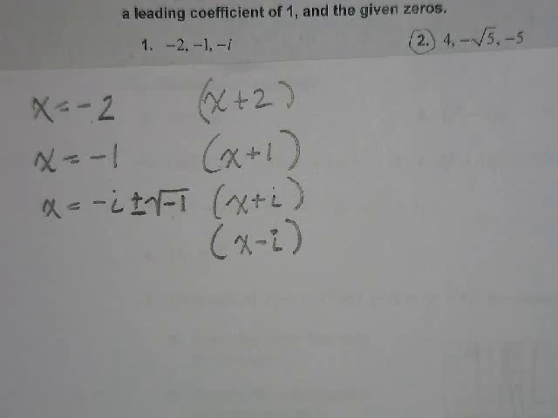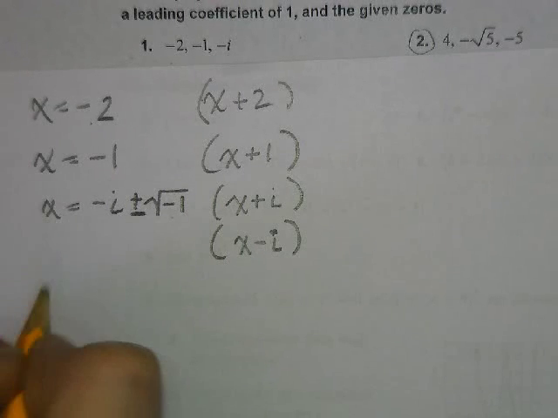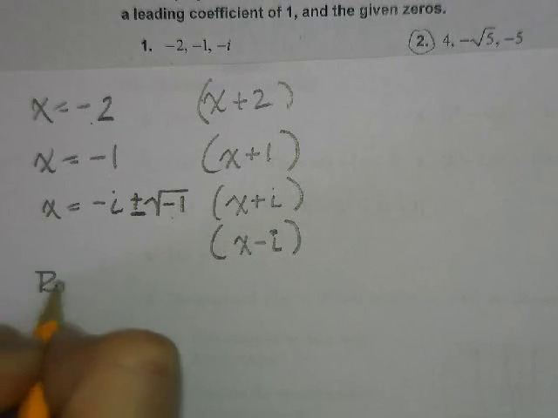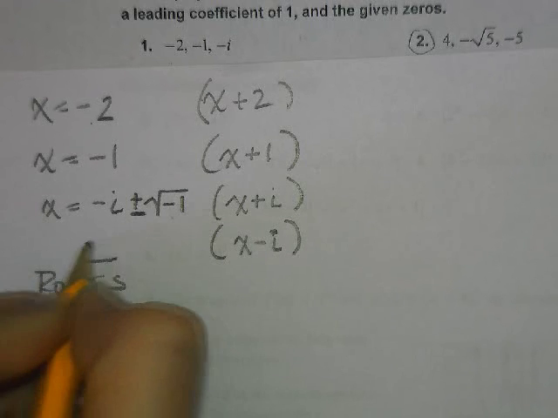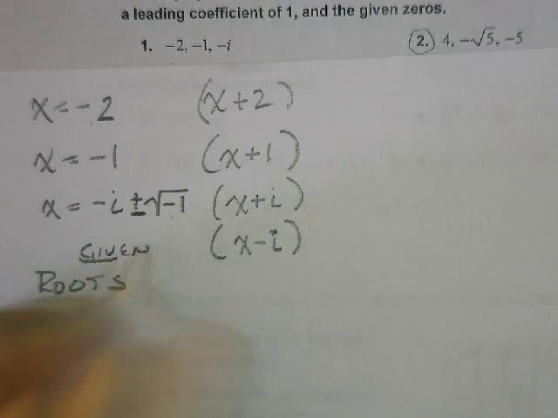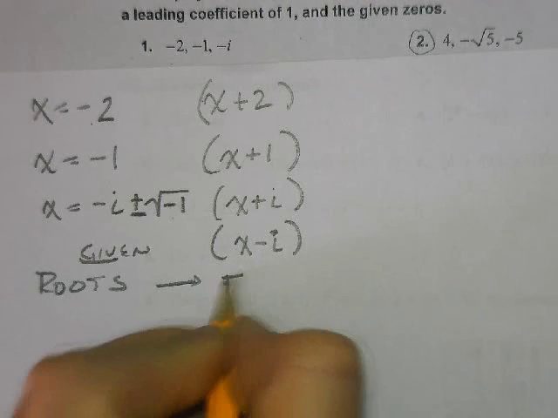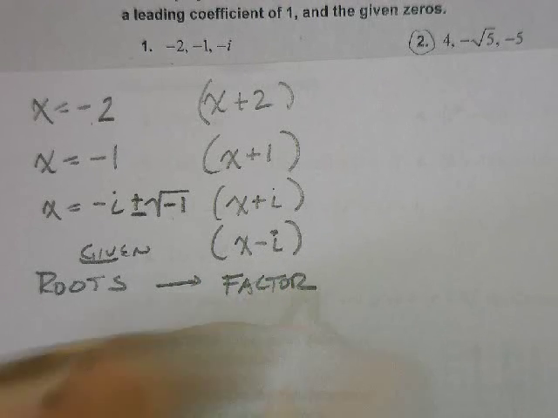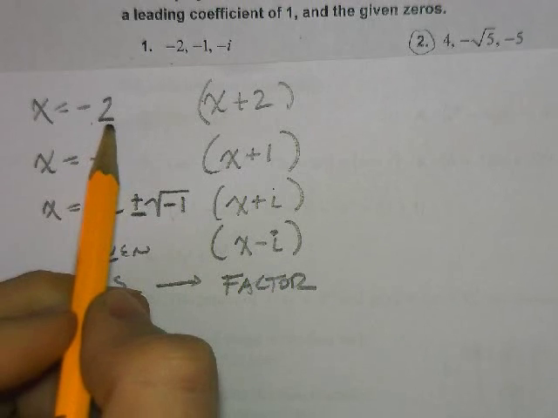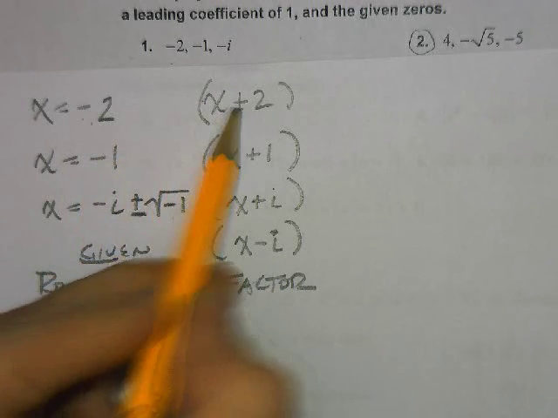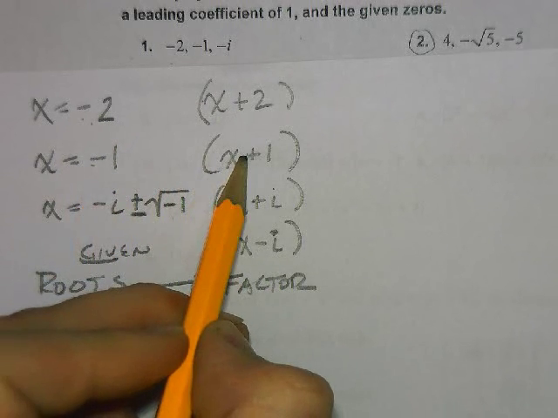So we have two things going on here. The first thing, we just wrote down the root. They gave us this in the problem. This was given to us, and we converted them into factors. How we did that was we switched the sign. So negative 2 became positive 2, negative 1 became positive 1. And we talked about the mechanics of that in our class today.